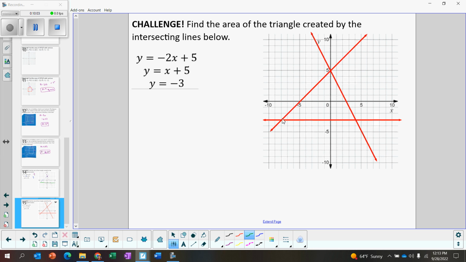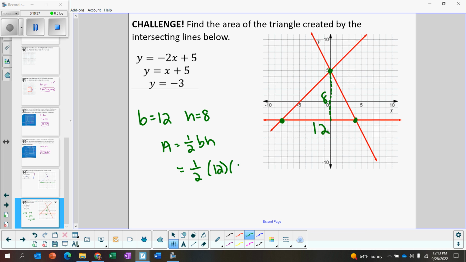So what this means is I know I have 1 point of the triangle there, 1 point of the triangle there, and 1 there. So I can count my boxes 1, 2, 3, 4, 5, 6, 7, 8, 9, 10, 11, 12. And I can make my height here as well and count 1, 2, 3, 4, 5, 6, 7, 8. And now I have a base of 12 and a height of 8. So I can do 1/2 base times height. And I get a total of 48 square units.